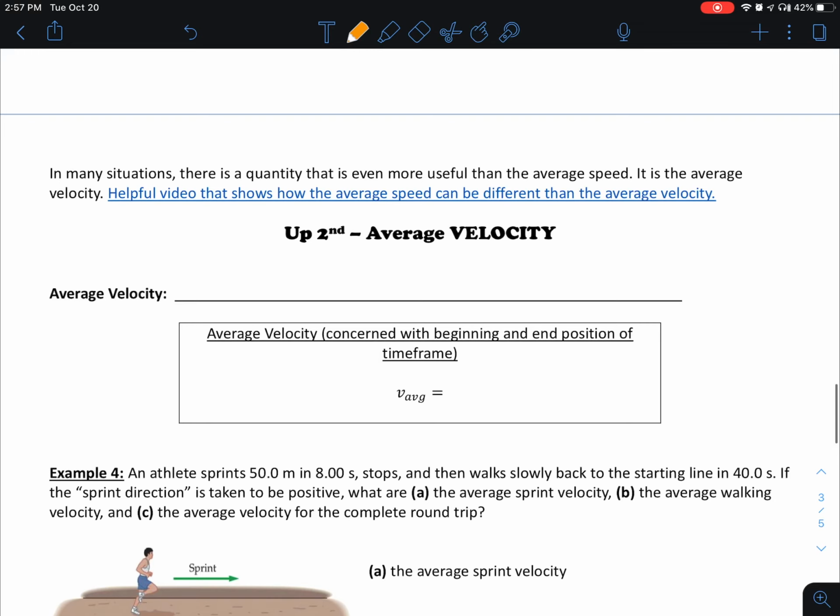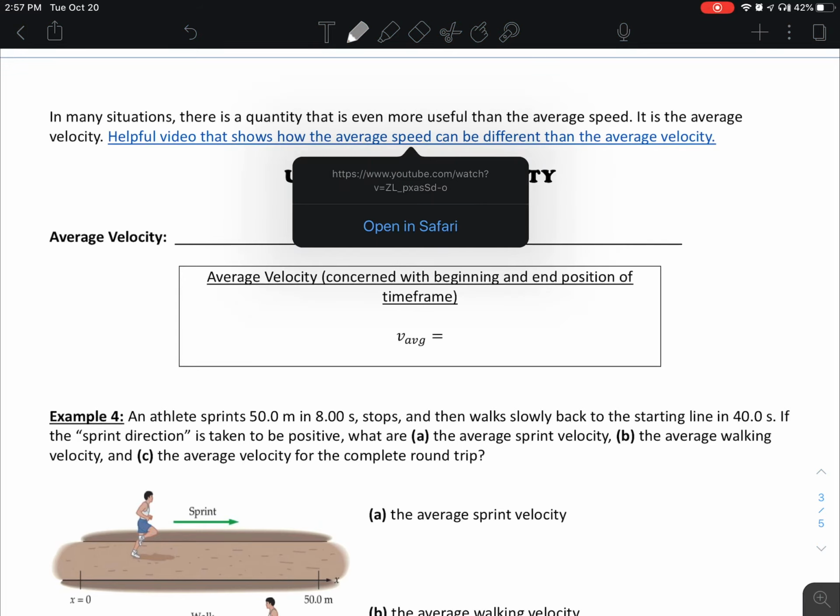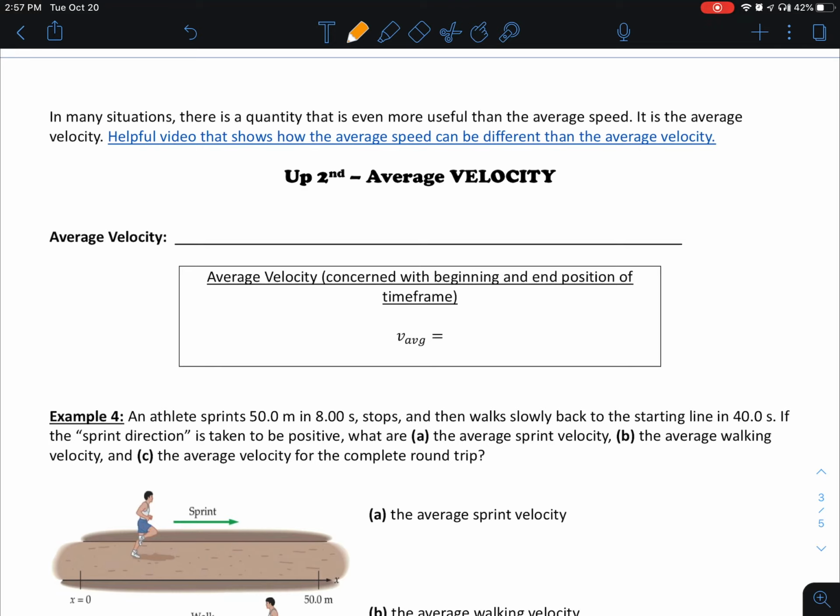In many situations, there's a quantity that's even more useful than the average speed, and it's the average velocity. Hey, look, guys, another helpful video that your physics teacher had to use. It must be about average velocity. It's a guy with an accent, and you might need to slow it down because it's hard to understand sometimes, but if you slow it down and listen to him, he does a fantastic job. It's almost like my car scenario, where I might go 14.5 miles home, but if it was a straight line, it would be different.